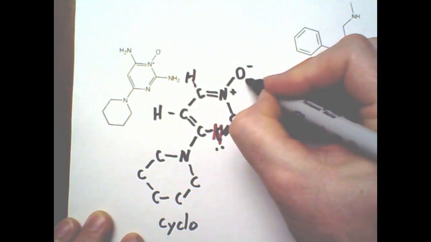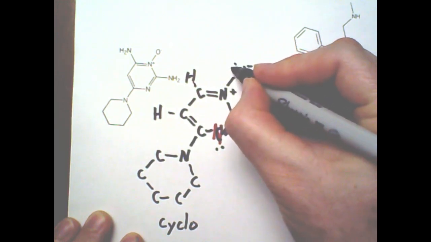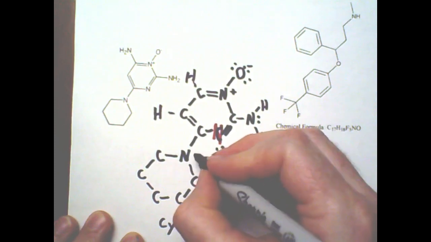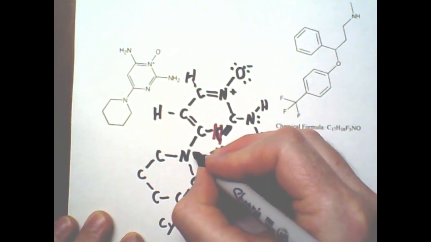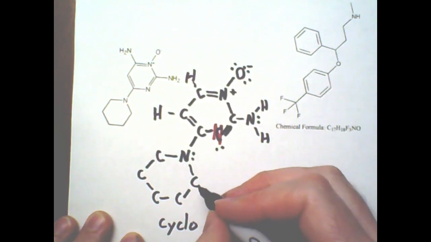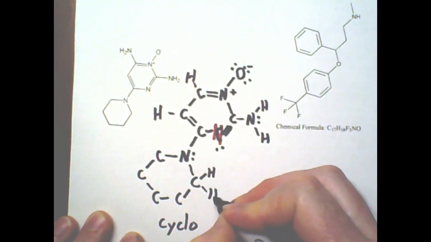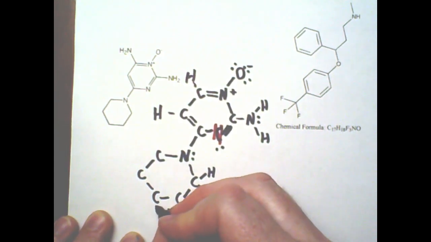This here has 2. To get that minus charge, it needs an extra electron, so 3 lone pairs on that oxygen. Come down here. This nitrogen needs a lone pair to go with its 3 bonds. Carbon with 2 bonds needs 2 hydrogen, and we'll do that all the way around.